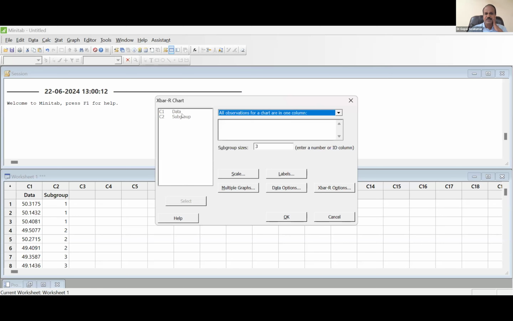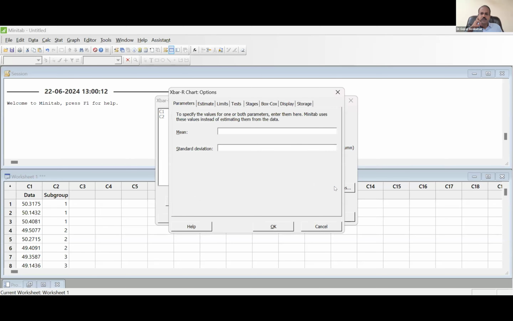Correct. So now you click in the white box and choose the data. Double click. Select. And now subgroup size can be given. Go to the X bar R option. All other things are already defined. 3, sir. Okay.